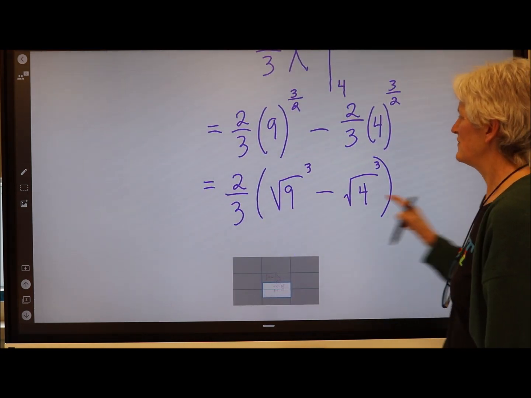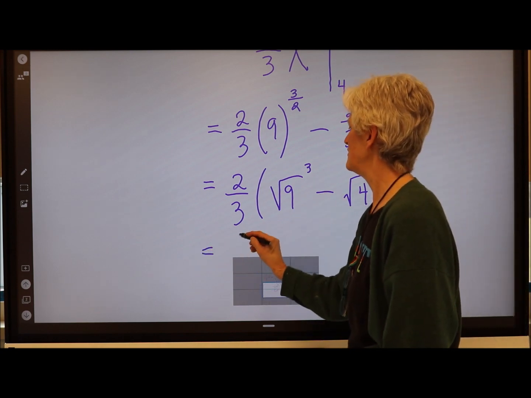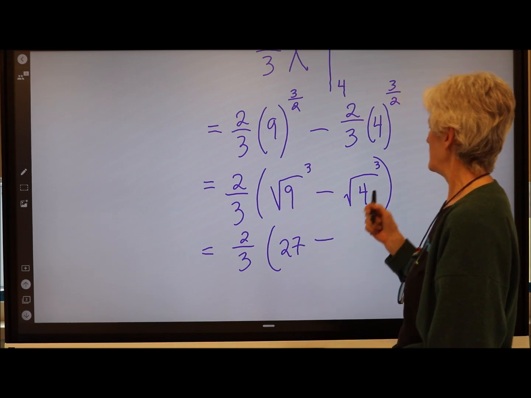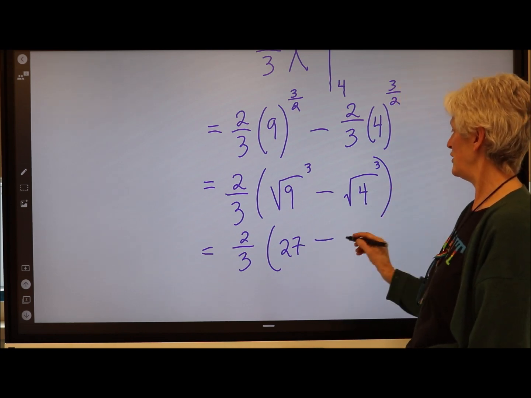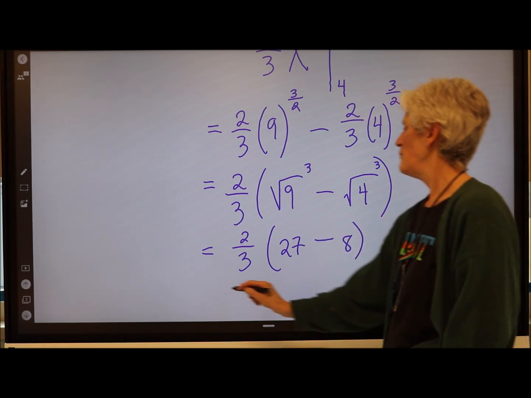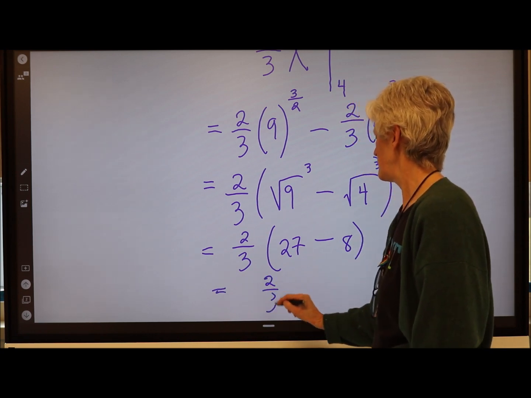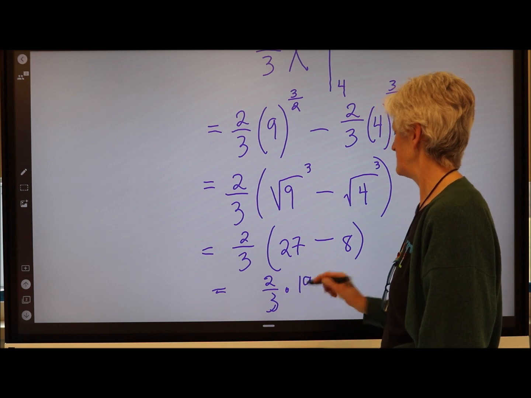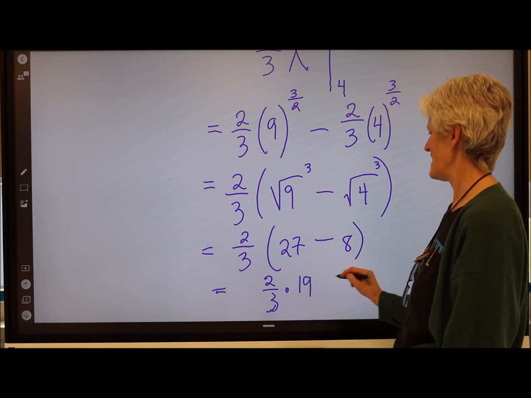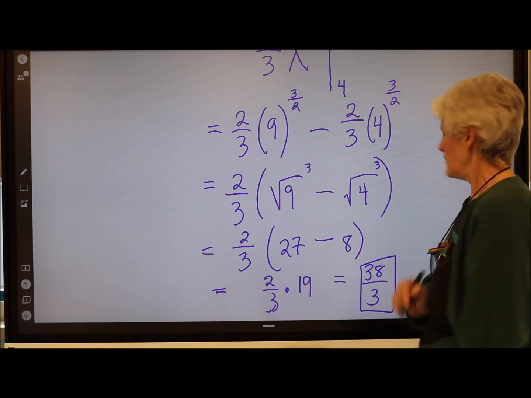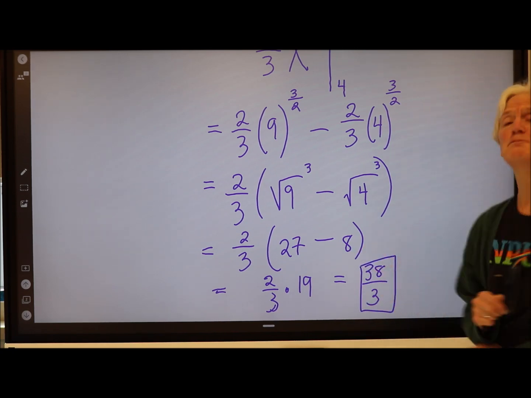Let's see, the square root of 9 is 3. 3 cubed is 27. The square root of 4 is 2. 2 cubed is 8. So my answer is going to be 2/3 times 19. All right, that's not that bad. Or 38/3. Remember, a definite integral, you always get a number, a value.